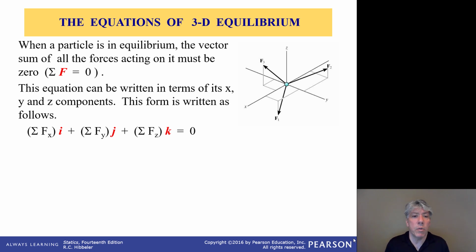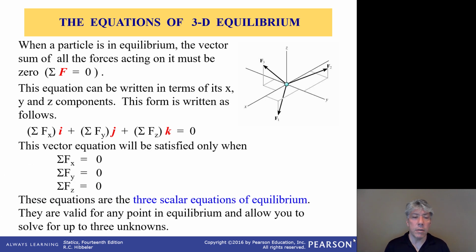But basically we just get one more equation that is along the Z-axis, in other words, in the direction of the K unit vector. And then all we have to do to solve problems is set up 3 scalar equations based on the 3 components of the vector equation. The sum of the forces acting on the particle in the X direction must balance, otherwise the particle will accelerate in the X direction. Same thing for the Y direction, same thing for the Z. So this yields 3 scalar equations of equilibrium, and of course I've got example problems to show you how to use these equations and solve 3-dimensional problems.